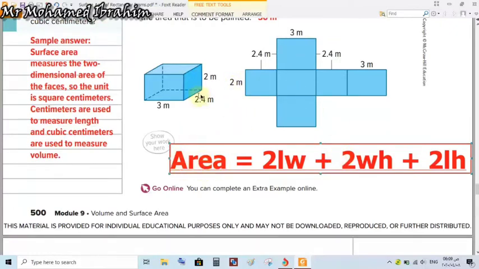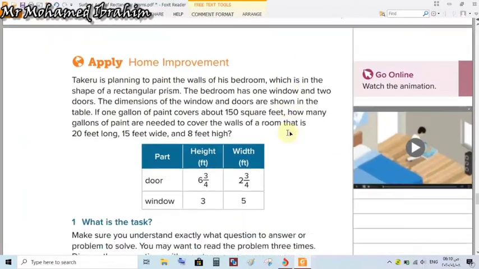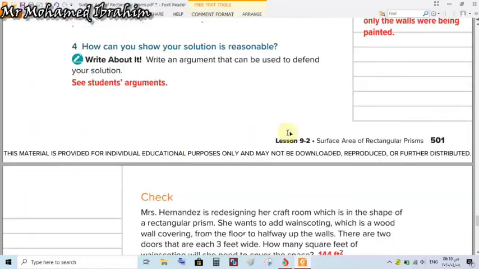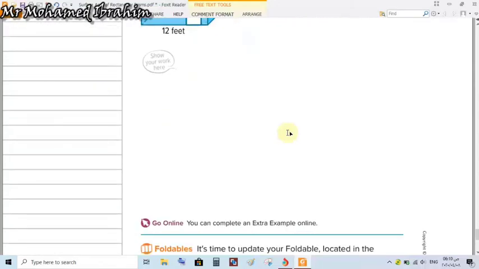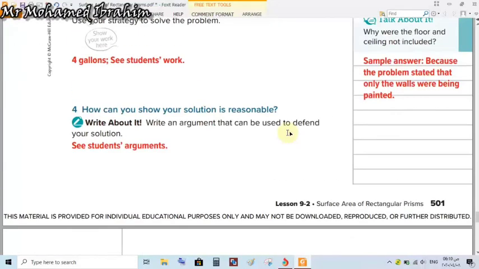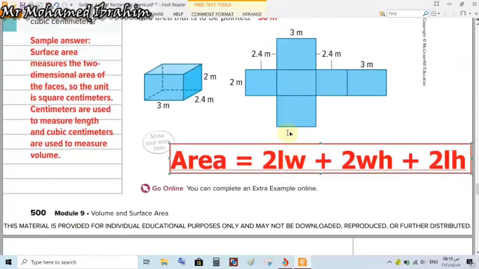If you want to find the area of this shape, let's find it together. 2 times, open the bracket, 2 times 2.4 plus 2 times 3 plus 3 times 2.4. Find the total, and then... Okay, here it is, another nice example, but we will solve this first. I will try to find it fast.